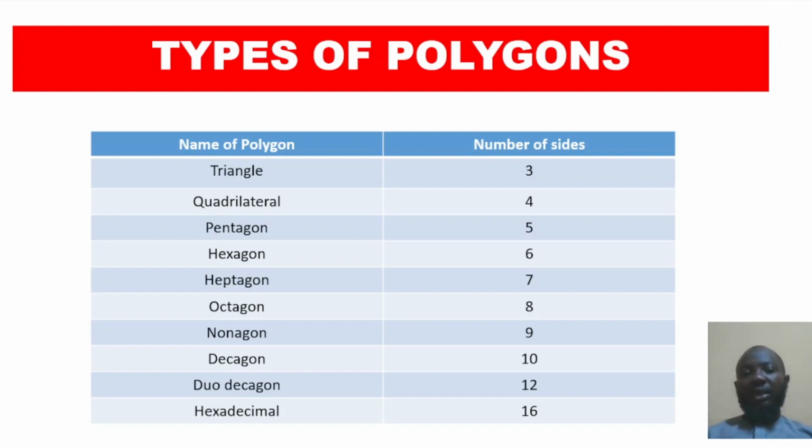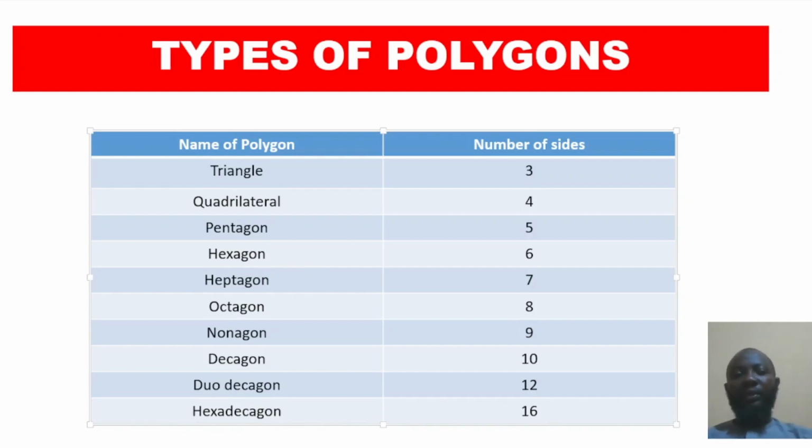Then we have hexadecagon. Sorry, hexadecagon. That's what I want to write there. Let me change it. That is hexadecagon. From the word hexa, so we can see we have hexagon, and we now have hexadecagon. That is 6 plus 10. That gives what? A 16-sided polygon. I hope this is very clear.